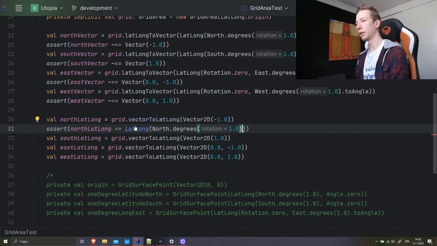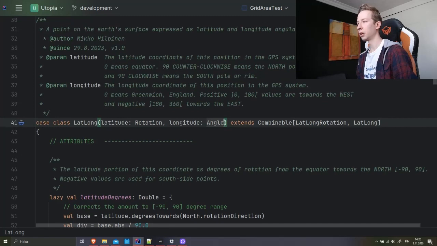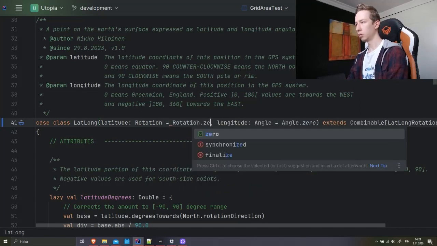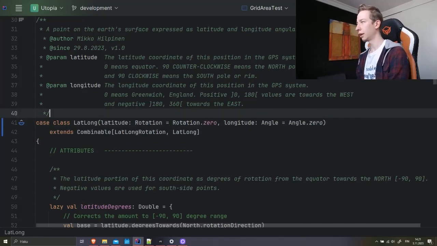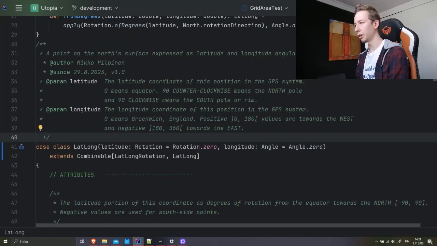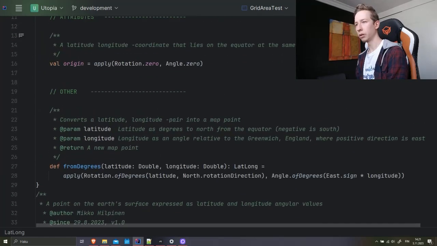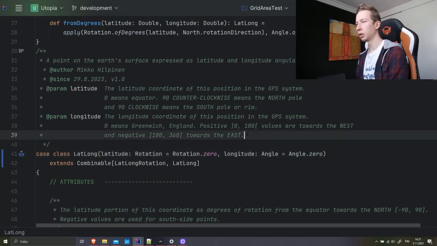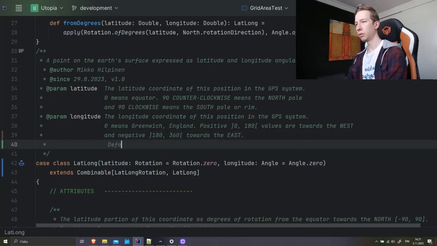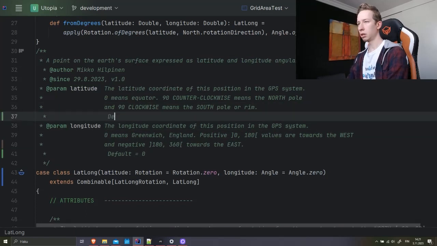And let's actually add default values so that we don't have to repeat ourselves. Angle 0 here, and then rotation 0 here. I like Scala because it has this. Well, I like it for many reasons, but one reason I like it is support for default values. Yeah, it shouldn't break anything. Let's add default equals 0. Default equals 0.